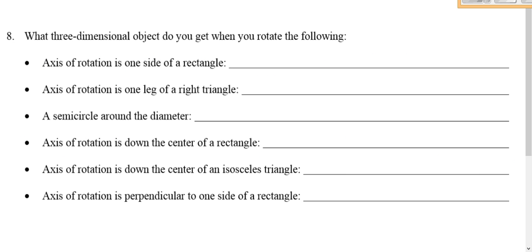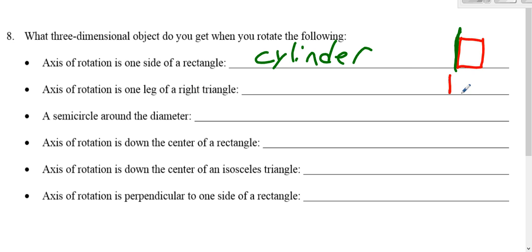So what three-dimensional object do you get when you rotate a rectangle when the axis of rotation is on one side? So if we've got a rectangle and the axis of rotation is along the side, that's going to get you a cylinder. If you've got a right triangle, and the axis of rotation is one of the legs, that will give you a cone.